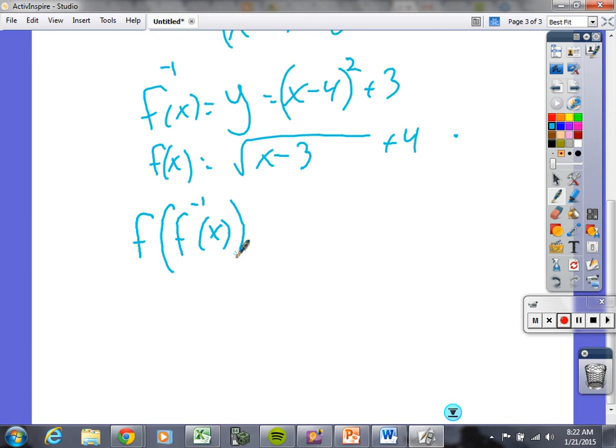So when you take the composition of these two functions, those operations will undo themselves, and if it comes out to be just plain old x, it proves that these guys are inverses of each other. Okay? Does that make sense? So therefore, I'm going to show you how to do so. We're going to start with f of f's inverse, which is x minus 4 squared plus 3.